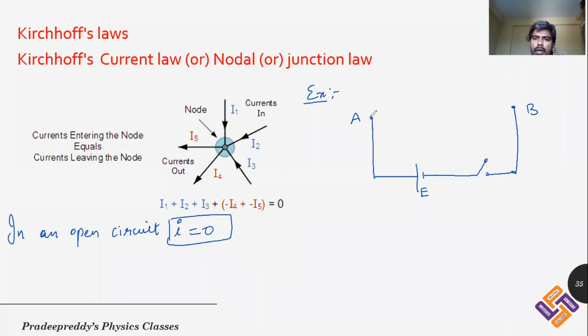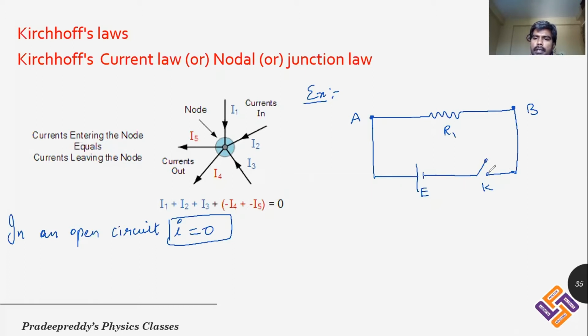Now I'll take one resistor and I will join it in between A and B. I'm taking one resistor, its resistance is R1, and I am connecting it in between A and B. Now even this is open circuit because the tap key is open. Unless you close this tap key, there will be no current flowing in the circuit. Positive and negative terminals of the battery are not connected.